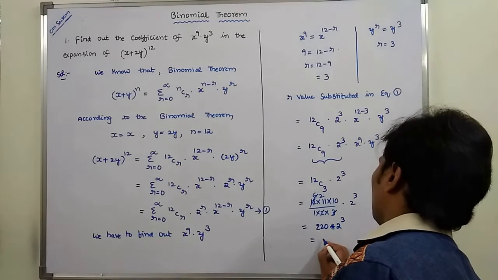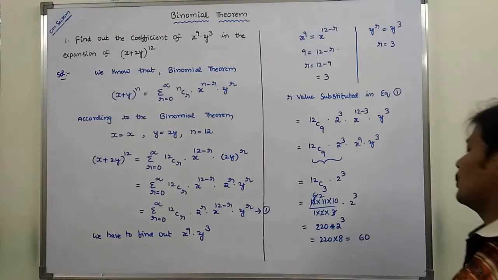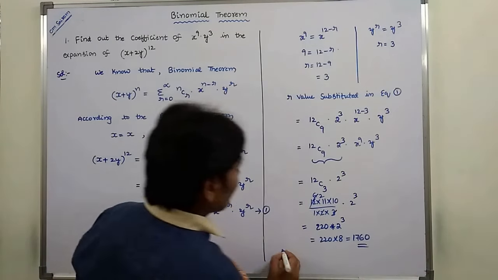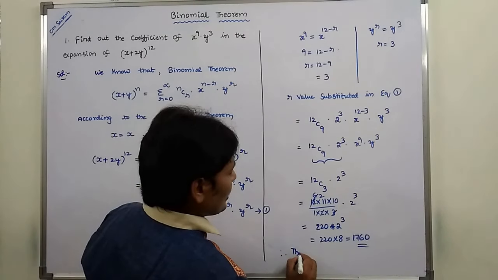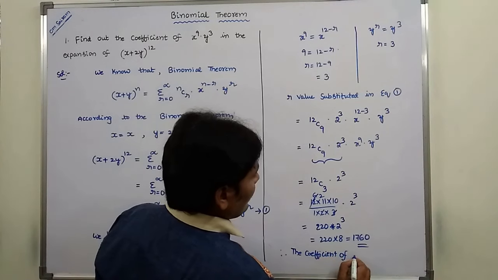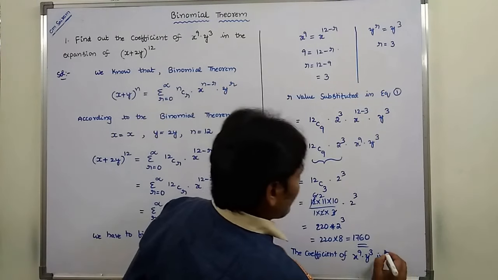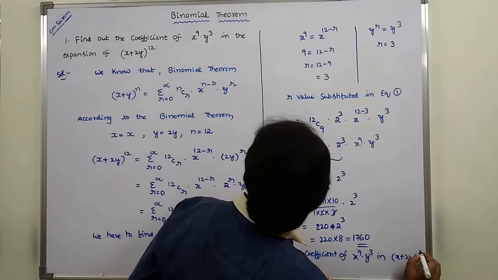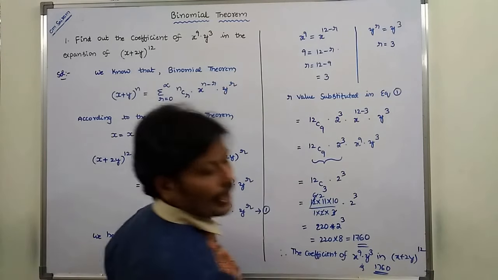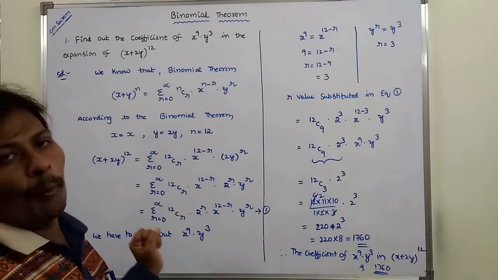So therefore 220 into 8 is equal to 1760. So therefore this is the answer. Therefore the coefficient of x power 9 into y power 3 in (x plus 2y) whole power 12 is 1760. Okay. So in this way we have to solve binomial theorem problems.